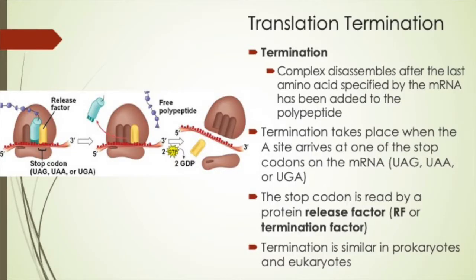Ribosome translocates to the next codon, and the empty tRNA is released from the E site, right? That's the exit site. And the ribosome is ready to begin the next round of the elongation cycle. Right? So it comes into the A site, goes to the P site, right? Gets elongated, and then exits through the E site. Then we have termination. The complex disassembles after the last amino acid, coded by the mRNA, has been added to the polypeptide.